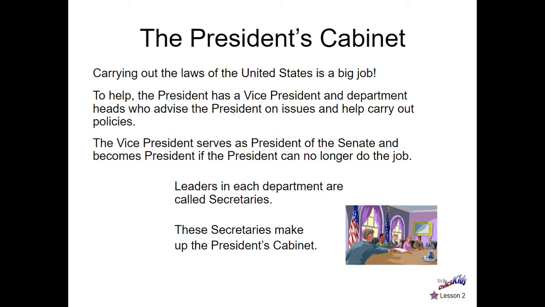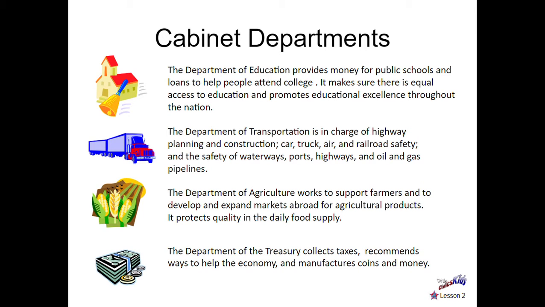In addition to that, he has the vice president, who heads up, along with him and his cabinet, the people that are going to help carry out the policies and laws that are passed. The vice president is also the head of the Senate, so he's the president of the Senate. And he takes over if the president can't serve his job any longer, if he's incapacitated somehow. The leader of each one of the departments, which we'll get into in just a second, is called a secretary. And these secretaries make up the cabinet. So let's take a look at the cabinet.